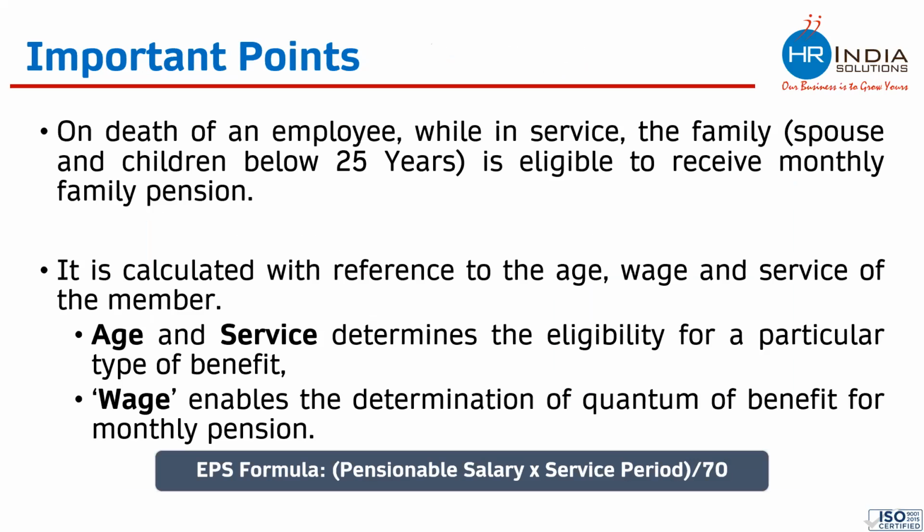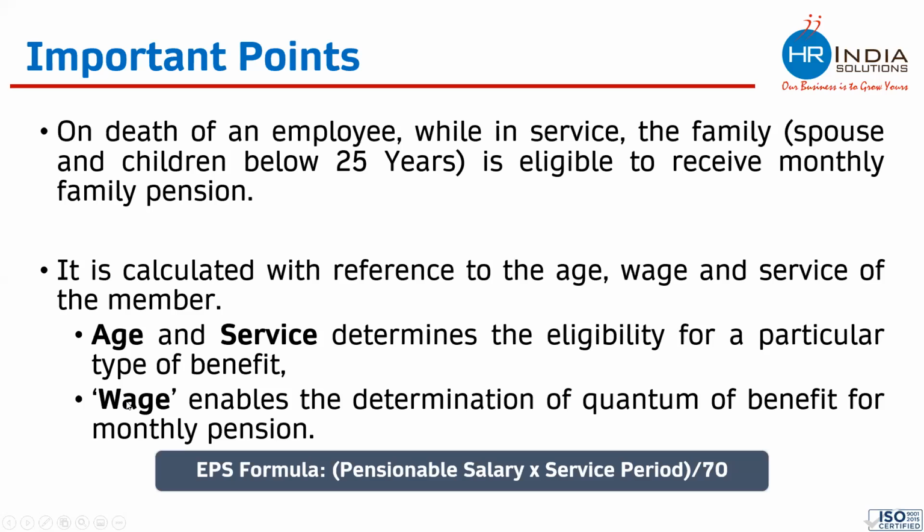Important points about EPS, the Employees Pension Scheme: on death of an employee while in service, the family, spouse, and the children below 25 years are eligible to receive monthly family pension. In case of death, the family members of that deceased member are eligible for the monthly pension. It is calculated with reference to the age, wage, and service of the member. Age and service determine the eligibility for a particular type of benefit. Wage enables the determination of the quantum of benefit for monthly pension.